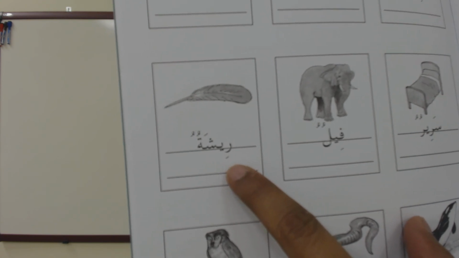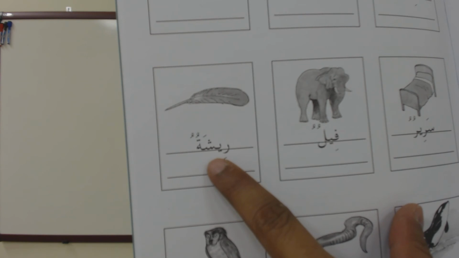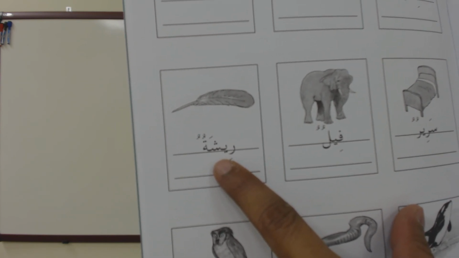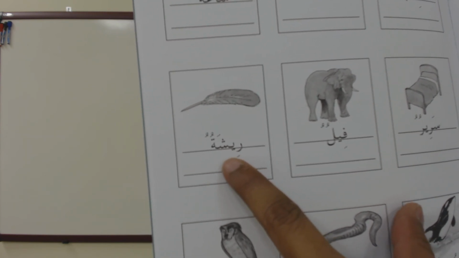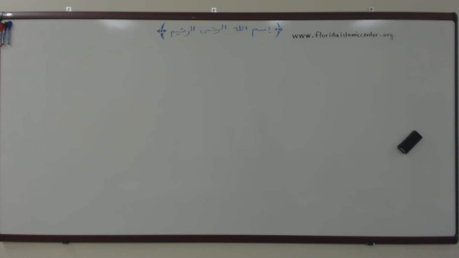The ra is being elongated. Ri, rishatun. A feather, right? Rishatun. So next week, if I ask you what's the word for feather, you should say rishatun and you should be able to write it. Only 9 words. Next.